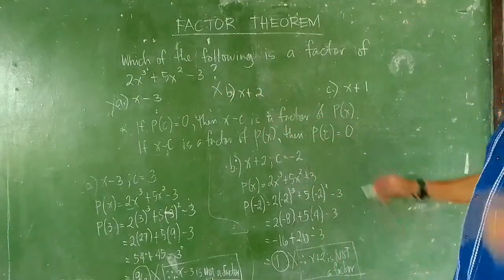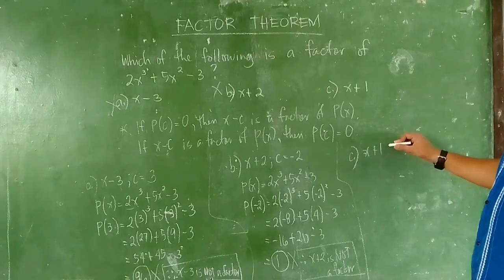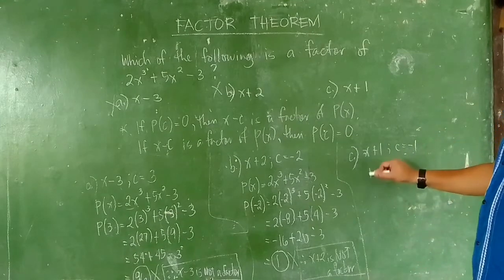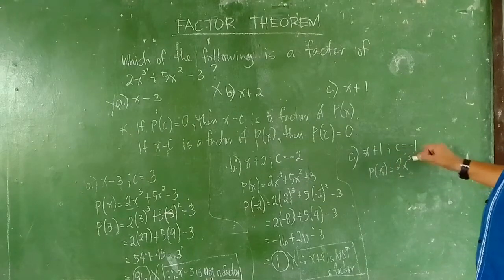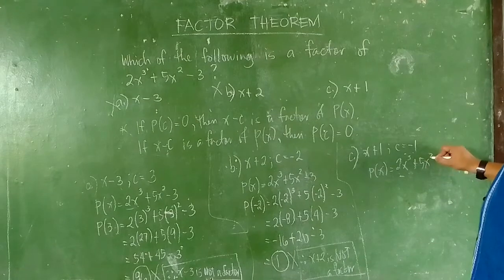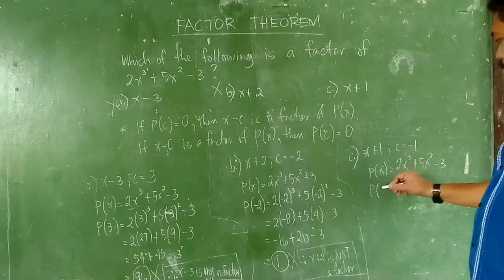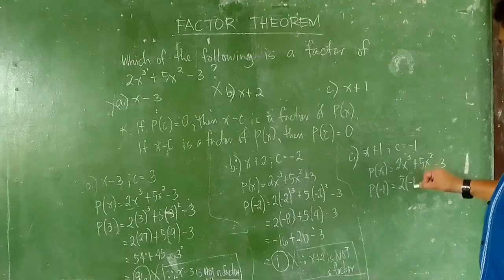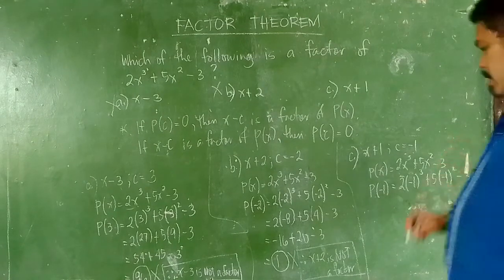Okay? So, si letter C nga, tingnan natin. Si letter C. So, for your x plus 1 here, the value of C would become equal to negative 1. Okay, so using the same function kasi siya lang naman yung dividend natin. So we have now 2x cubed plus 5x squared minus 3. Okay, evaluate natin ngayon. So yung value ng x, papalitan lang natin. Negative 1 quantity cubed plus 5 times negative 1 quantity squared minus 3.